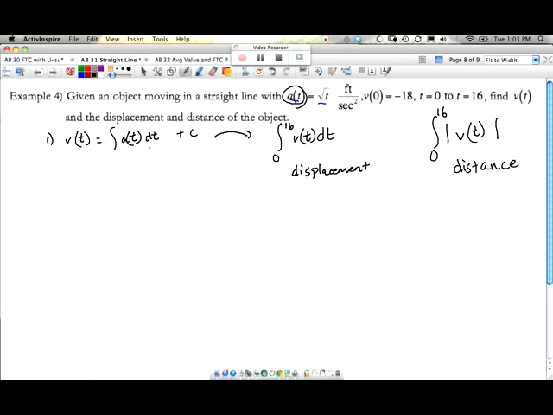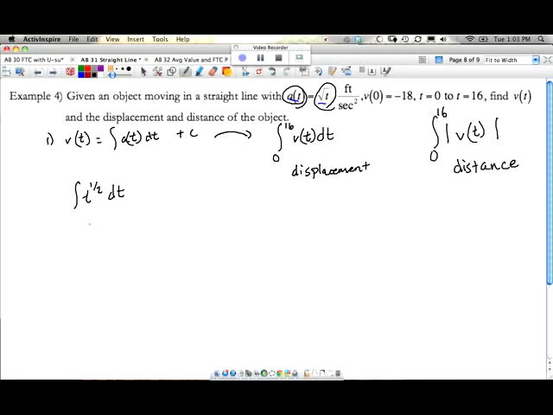Okay, so let's go through this. We've got three stages to work through. The first thing to do is to figure out what the velocity is based on this acceleration function. If we know that the acceleration is t to the 1/2, let's take the antiderivative and work towards velocity.